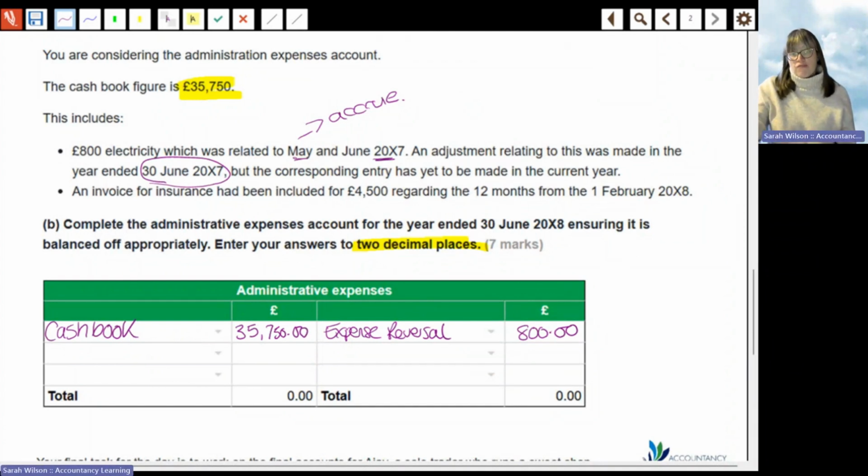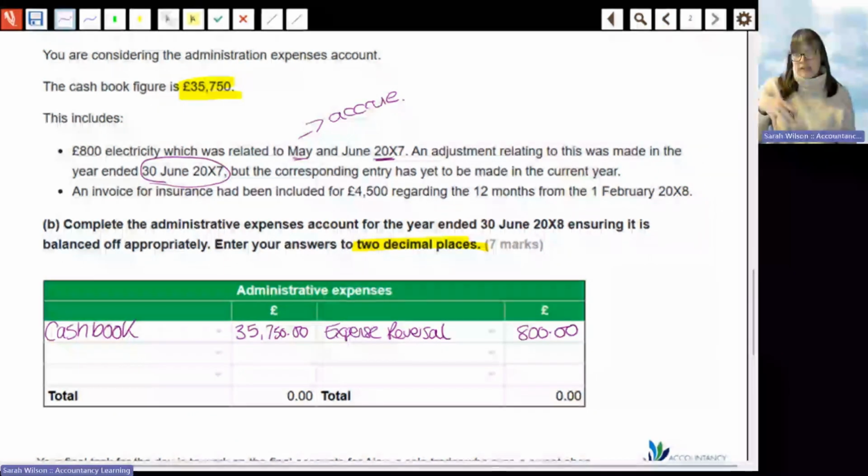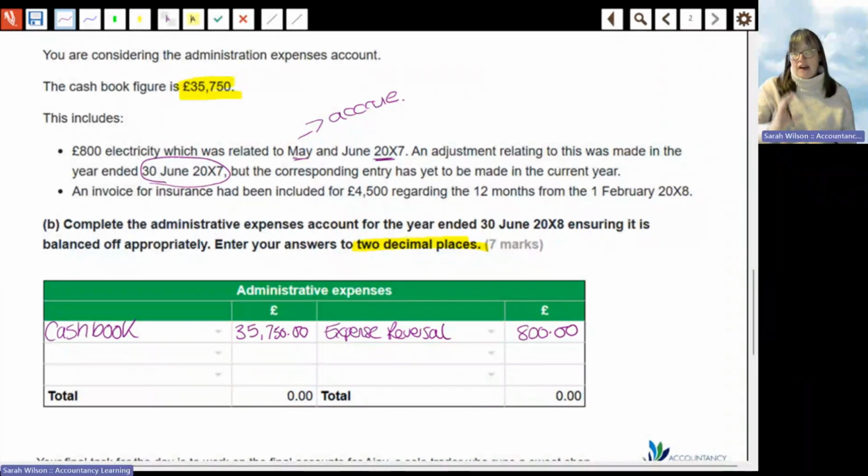So that is going to be reversed out because that has been accrued for the last year, and will have now been paid and sorted in this year. So we then need to net that off. So that £800 is reversed.